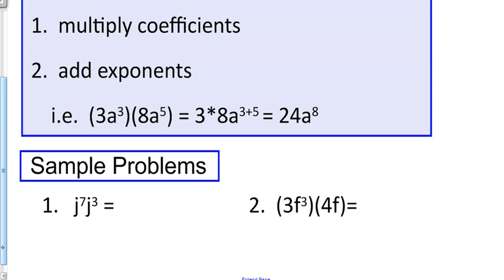How can I do that here? J to the 7th times j to the 3rd is simply going to be, they have the same base, so I can just add these exponents. J to the 10th. 3f to the 3rd times 4f. Well, I'm going to multiply the coefficients together. 3 times 4 is 12. And then it's going to be f. Remember, there's the understood 1. That's always the exponent if we don't see it. So f to the 3rd times f to the 1st. Add those exponents together. F to the 4th.